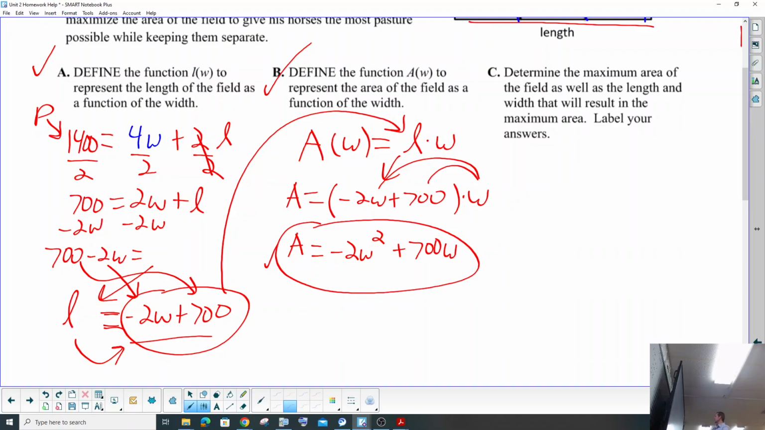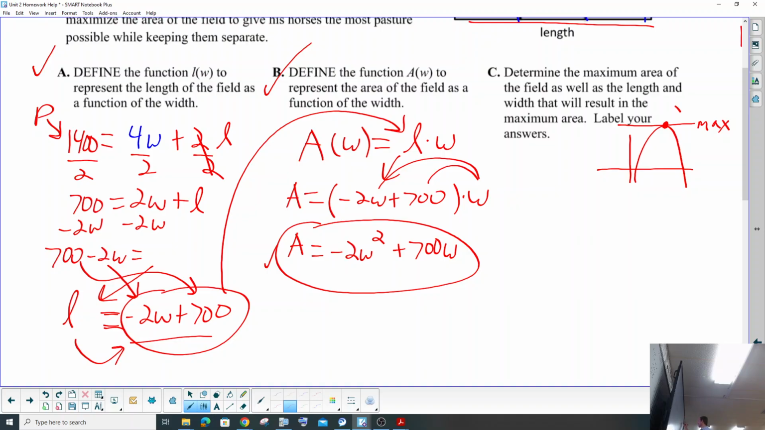Okay, so then determine the maximum area. Well, this is going to be a parabola. And so your maximum area is way up here, and that number there will be your maximum. Everything else will be below that, not as good of an area. And so we want to maximize the area of our fencing.